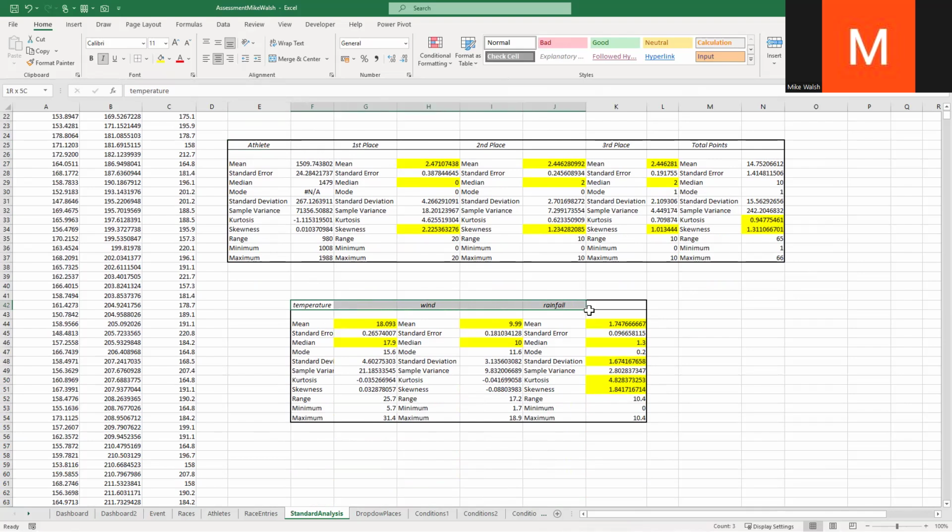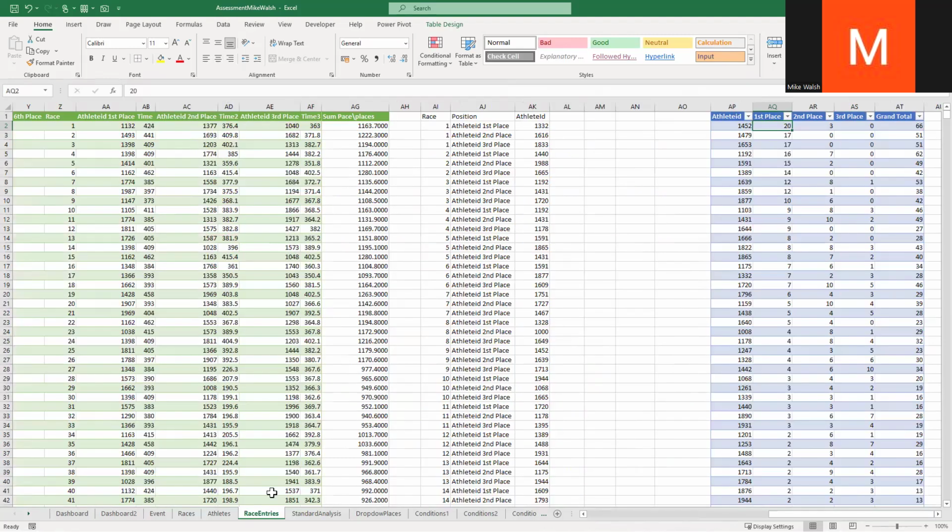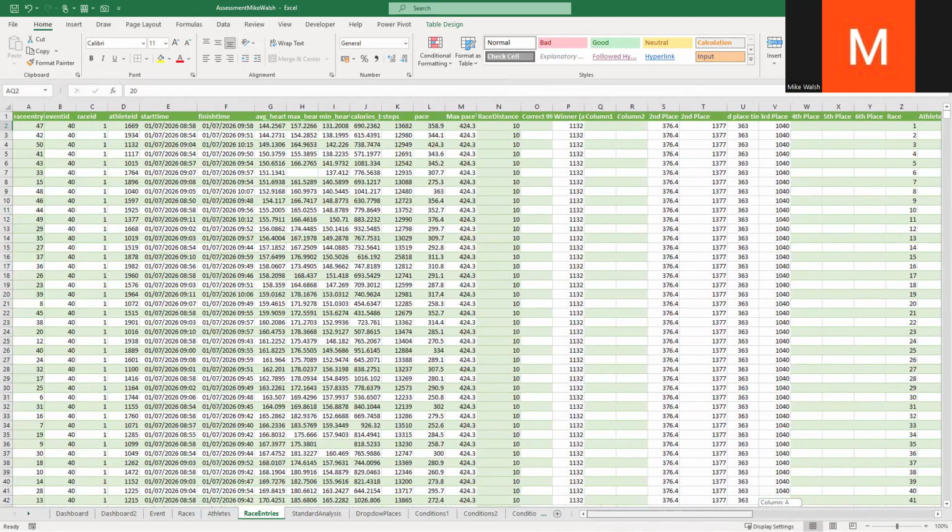My third question was, was there any effect of temperature, wind, and rainfall on races? I found that rainfall was maybe the most interesting to look at there. So looking at the data in race entries, I was working on pace, figuring out the highest pace per race.